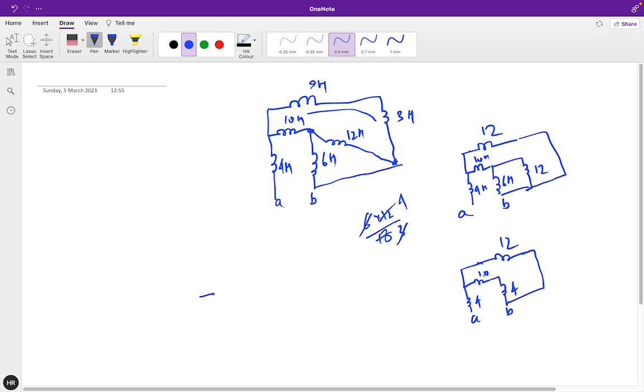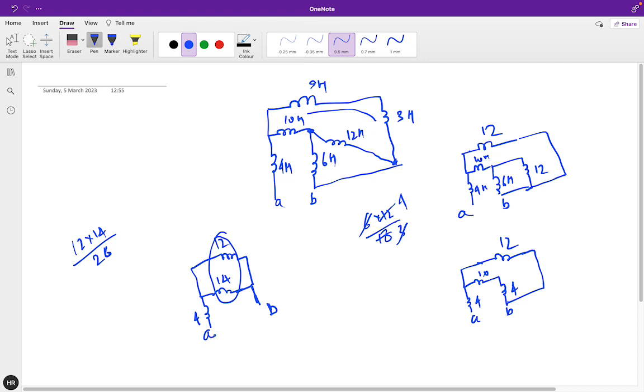So you are getting like this. These 10 and 4 are in series. So this is 14, and from this point to this point you have 12. And you have one point here, 4, and this point is B. So can anyone tell me, these two are in parallel? So 12 into 14 divided by 12 plus 14, how much? 26, right?